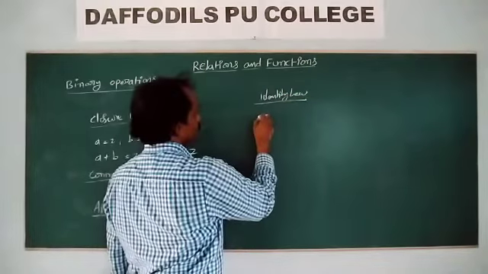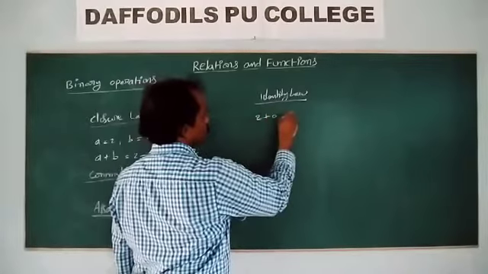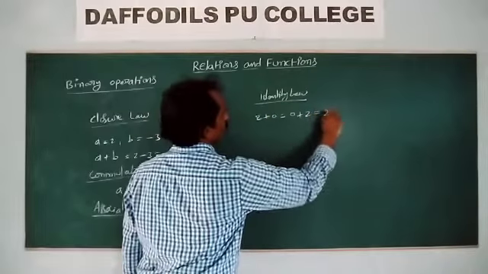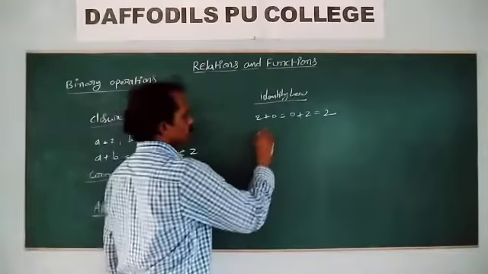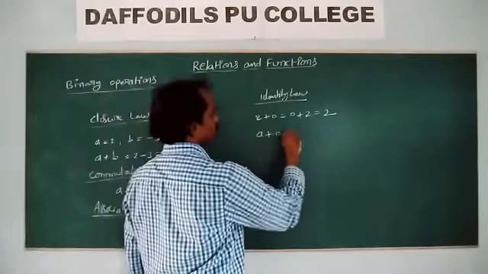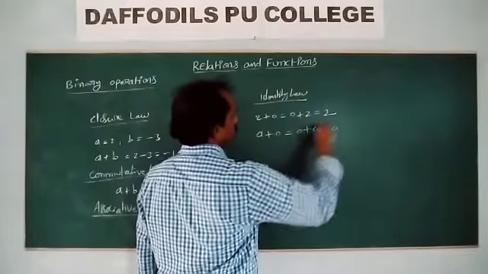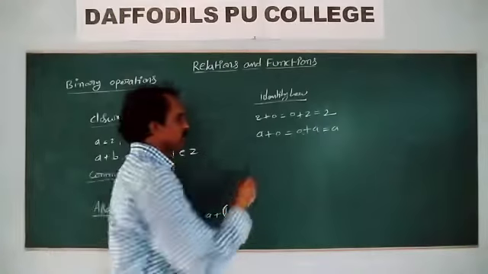What is identity law? Suppose an element: 2 plus 0 is equal to 0 plus 2 is equal to the same answer. That is called identity. So here 0 is the additive identity. The definition is 0 plus A is equal to A. So 0 is the identity element.